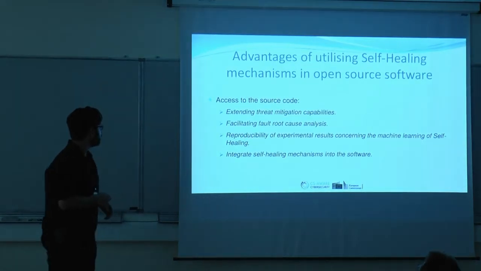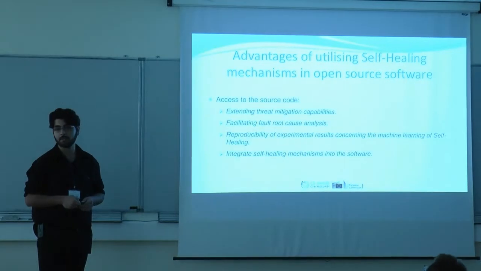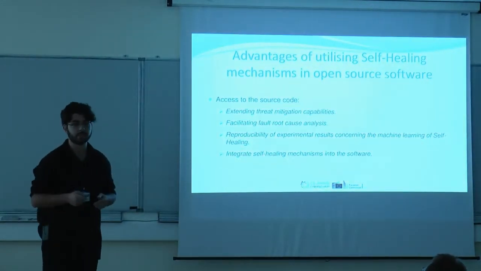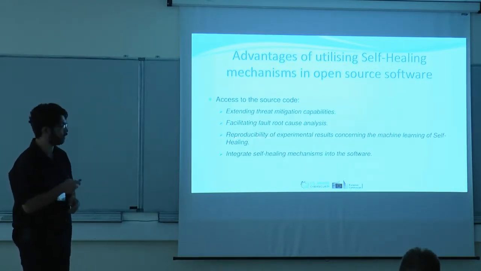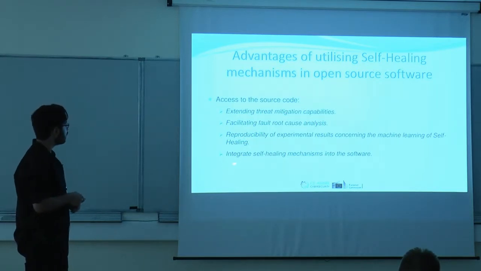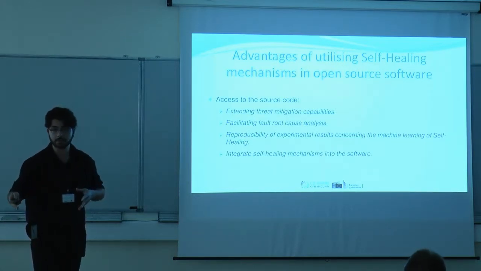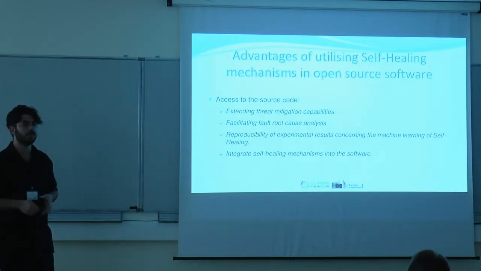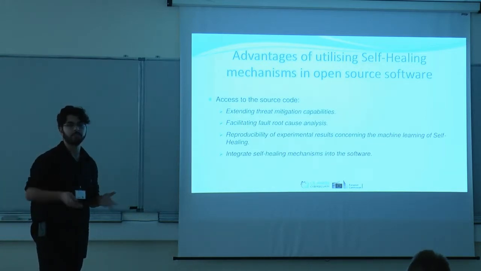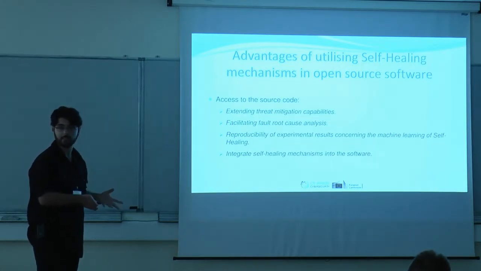Really important here, reproducibility of experimental results concerning the machine learning of self-healing. We talk about intelligent self-healing systems. We'll see what we mean by reproducibility of experimental results, and integrate self-healing mechanism into the software. As we said, self-healing is mainly external, but integrating it into the software also adds some advantages, such as, for example, we want to deliver the software with already additional security mechanism in it, which adds additional security to the system.